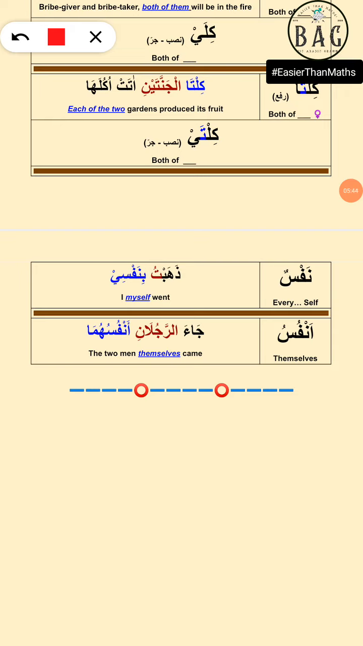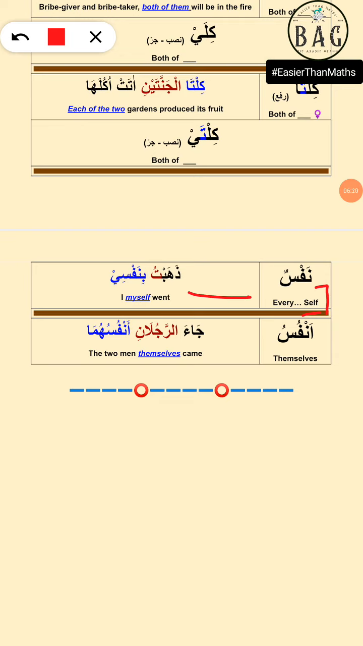And then we have the second last one, which is nafsun, which means self, or every self. That's how you're going to understand it. So depending upon the context, you could either work its meaning as self, or everybody. Zahabtu means I went. That's a regular sentence. But if I say zahabtu binafsi, it means I myself went. So you have added the stress.